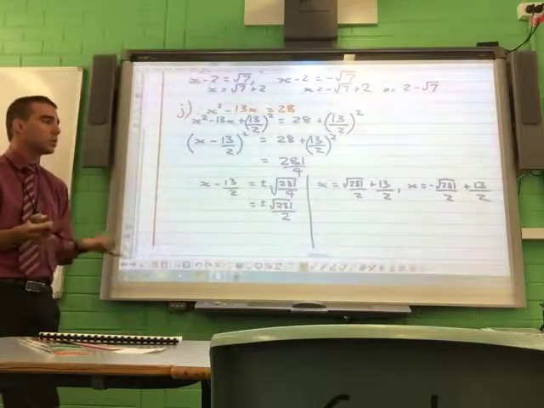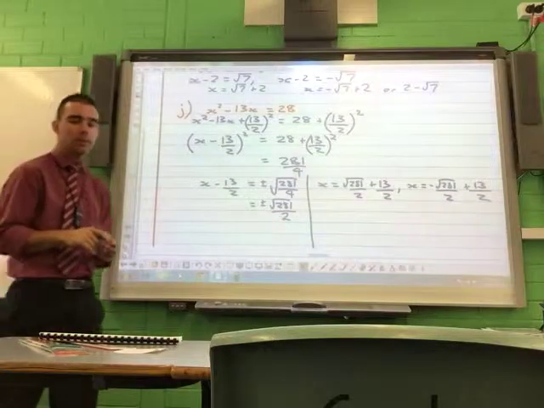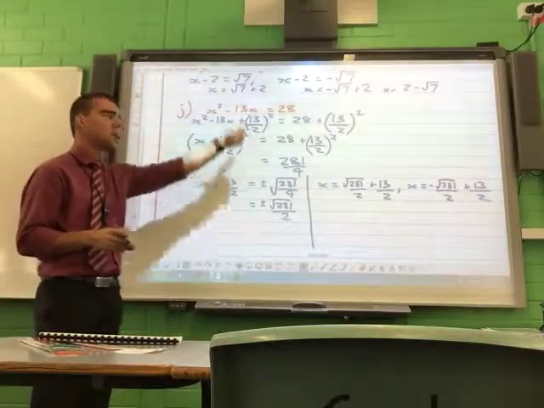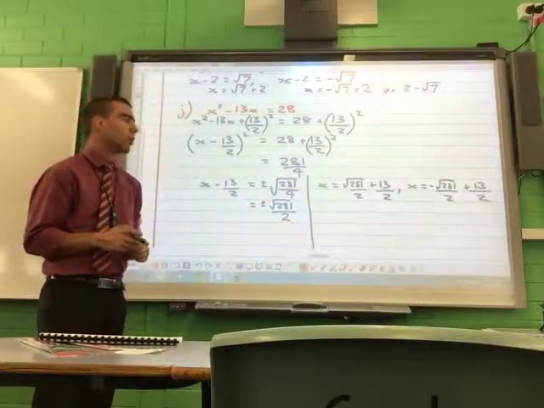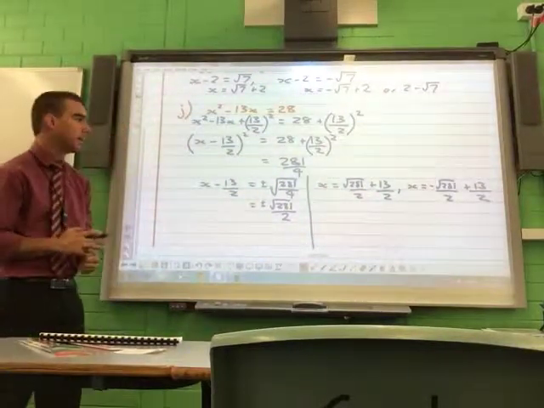Okay, if you really wanted to, you could do square root of 281 plus 13 all over 2. But the skill is the setting up, completing the square, not putting the fractions over a common denominator. Okay.